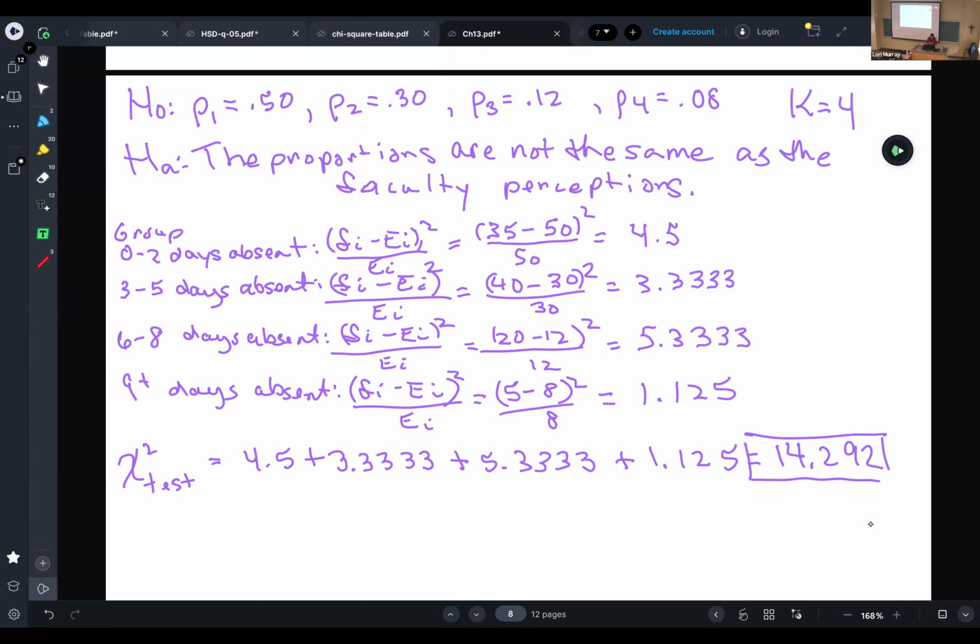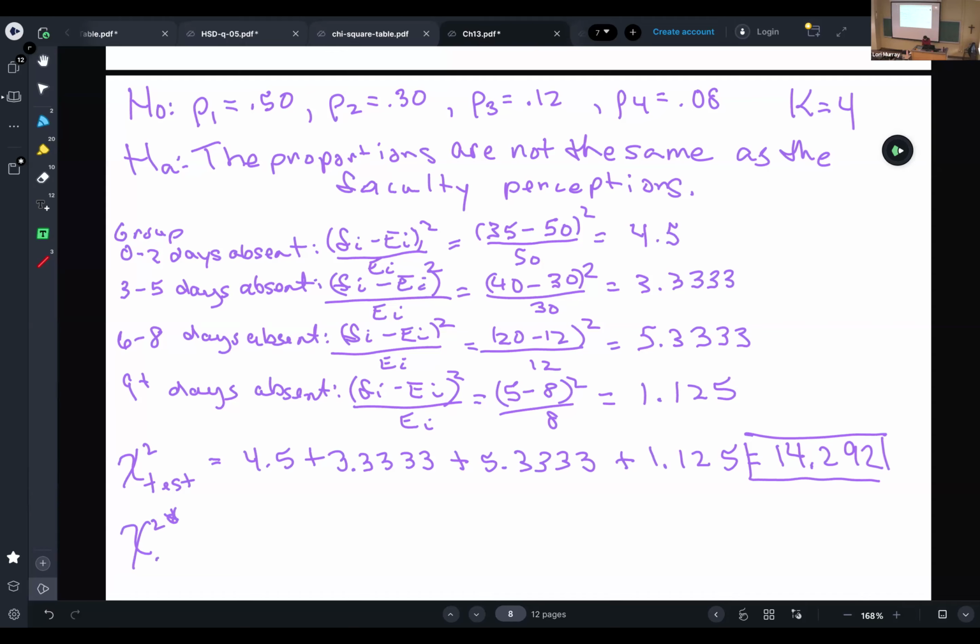And see if you get 14.292. We do have a clicker question coming up too. It's on the last slide. So we do have a test statistic. We now need to get that critical value.